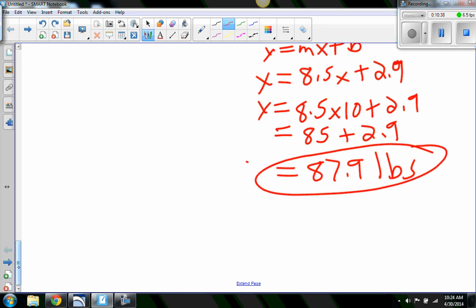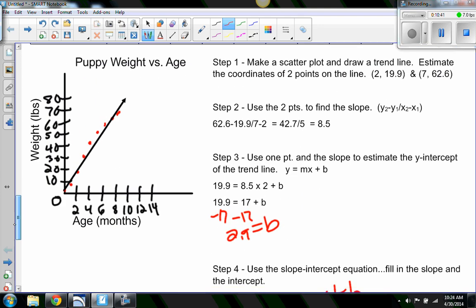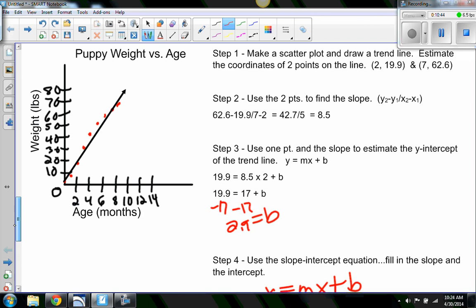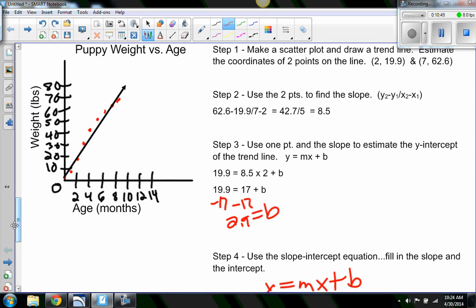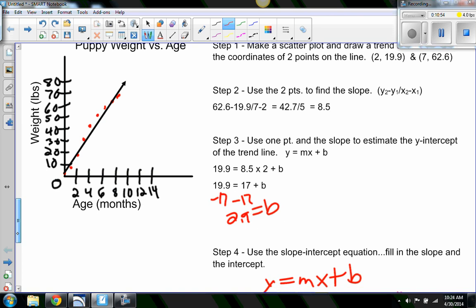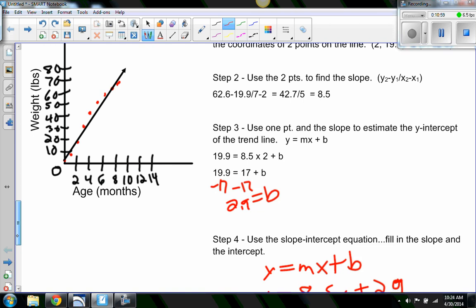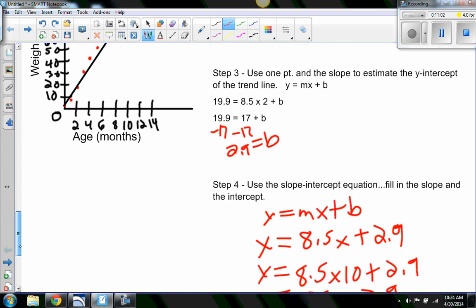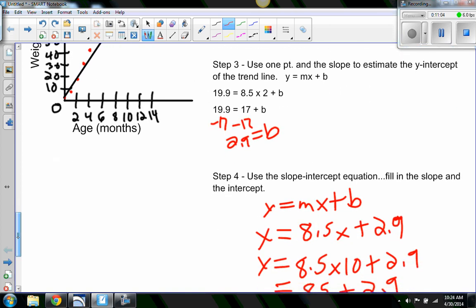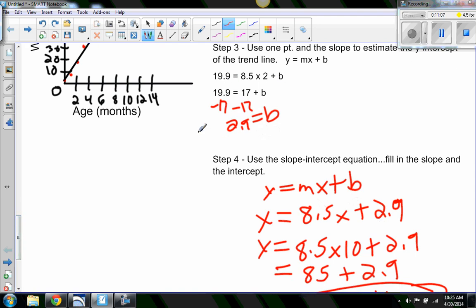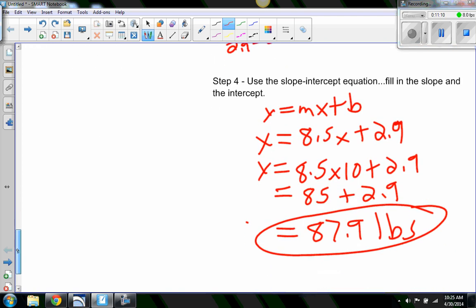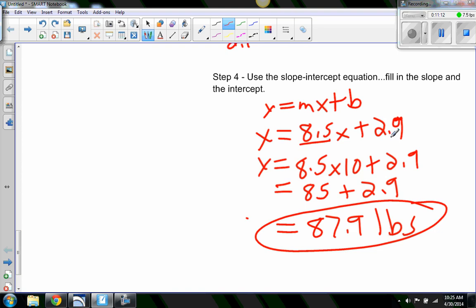So let's run back up here and go through the steps again. Make a scatter plot, draw a trend line. We should be super with that. Estimate the coordinates of 2 points on the line. That's why it would probably be better if you use graph paper so that you can tell where the points are better. You're going to use those 2 points to find your slope, your y2 minus y1 over x2 minus x1. Once you find your slope, you're going to use one of the points and your slope to find the intercept. You're going to plug it in right here. Once you find your b, which is your intercept, you plug that in, slope, intercept, and then you can plug in whichever value they're asking about and get your answer.